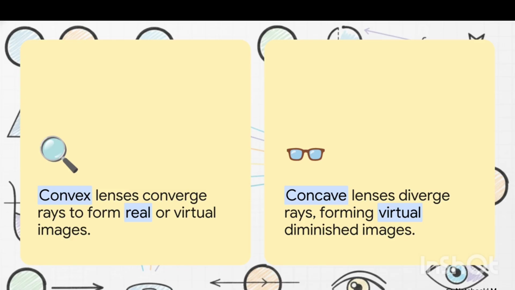Then on the flip side, we have the concave lens. It caves inward, and it does the exact opposite. It diverges light rays, spreading them apart. Because of that spreading effect, a concave lens will always form a virtual diminished image.